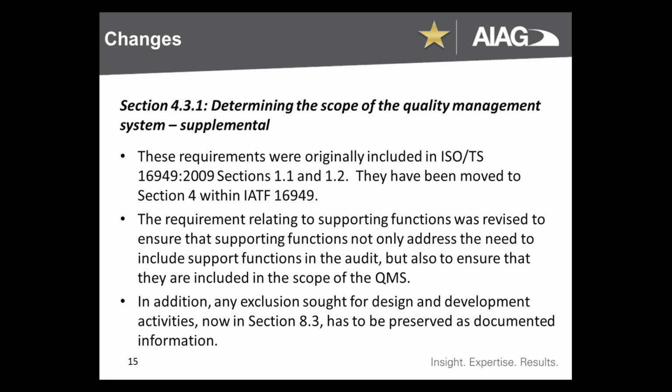Any exclusion sought for design and development, which is now in section 8.3, has to be preserved as documented information. Again, when there was the quality manual requirement, you had to preserve that as a documented requirement as part of your quality manual.